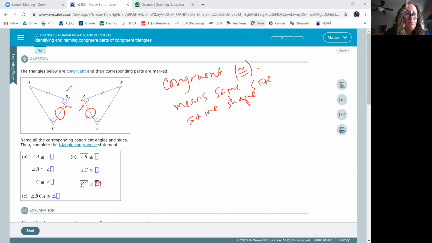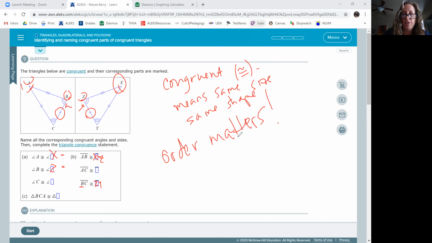So these two angles, B and Z, are also congruent. If I come down here and I see angle B, I'm going to put angle Z right there. Then I look for the one with one arc, so A and X are together. And then if I do AB, notice that I went from A to B, so I have to go from X to Z. XZ. Order matters. You have to go in the right order.